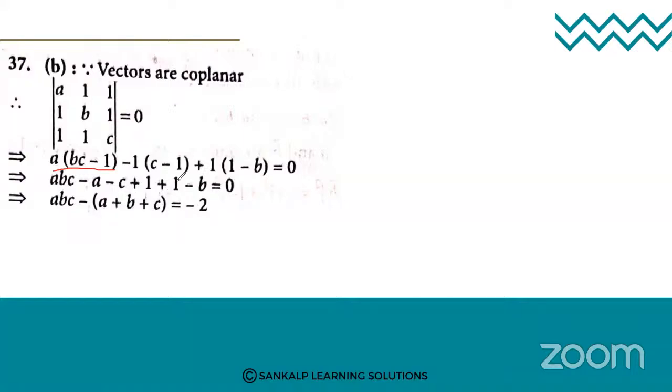So 1 plus 1 is the value we are getting. So 1 plus 1 is 2. When we shift it to the RHS, we get a plus b plus c minus 2. So minus 2 will be the right answer.